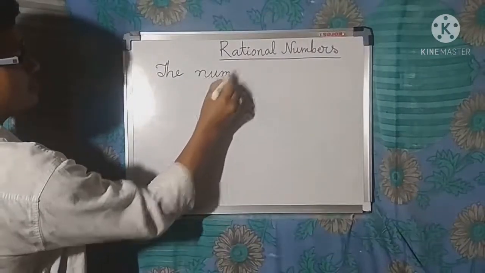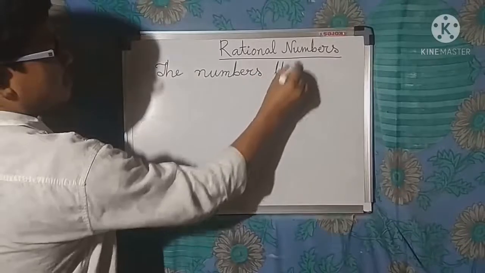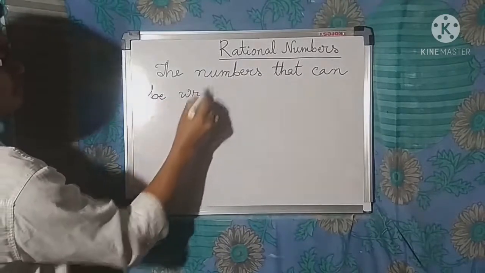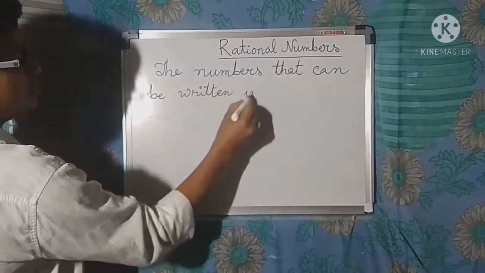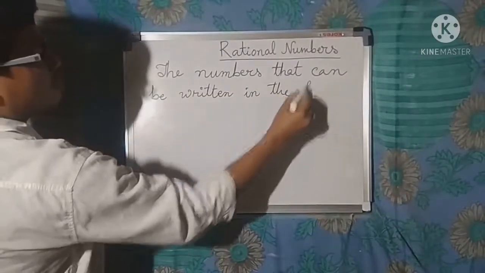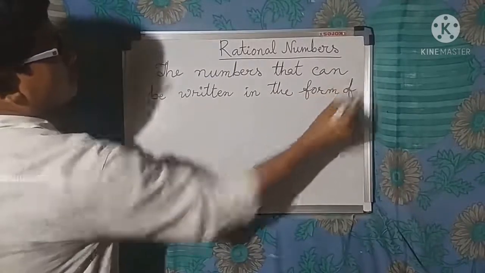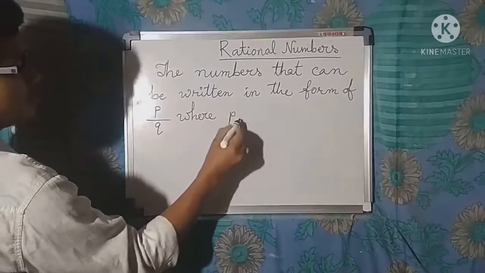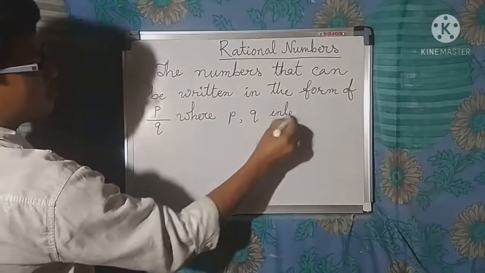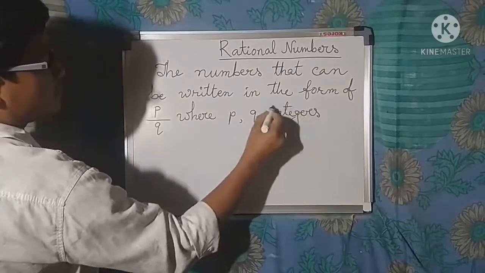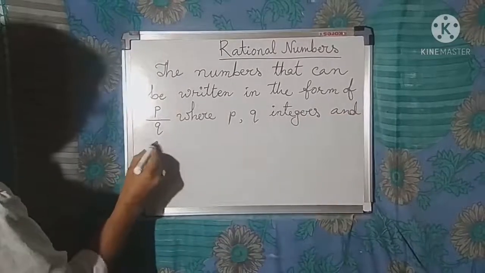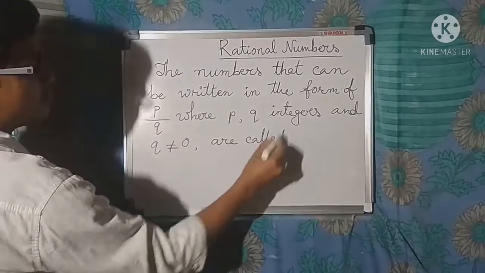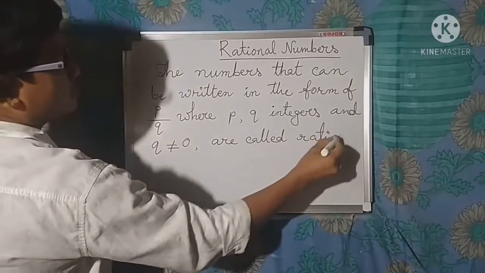The numbers that can be written in the form of p by q, where p, q are integers and q not equal to 0 are called rational numbers.